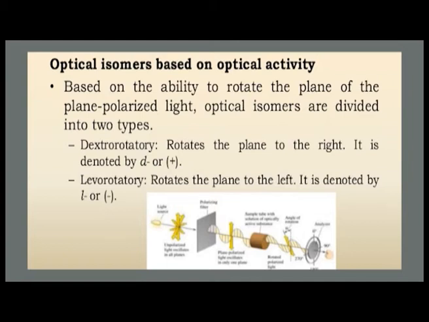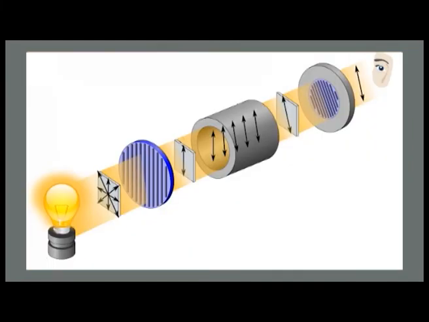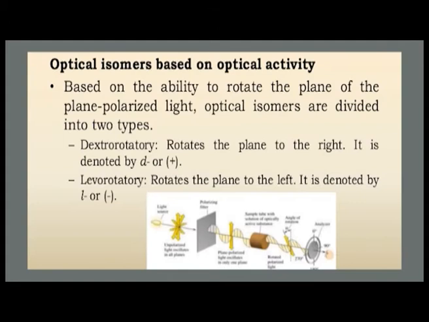That means when a compound is placed in a Nicol prism, it rotates plane polarized light either right or left from its original position. The compounds that rotate plane polarized light to the right are called dextrorotatory, and the compounds that rotate plane polarized light in the left direction are called levorotatory compounds. They are also represented by small letters D and L. Non-superimposability is the prime structural feature of such isomers.